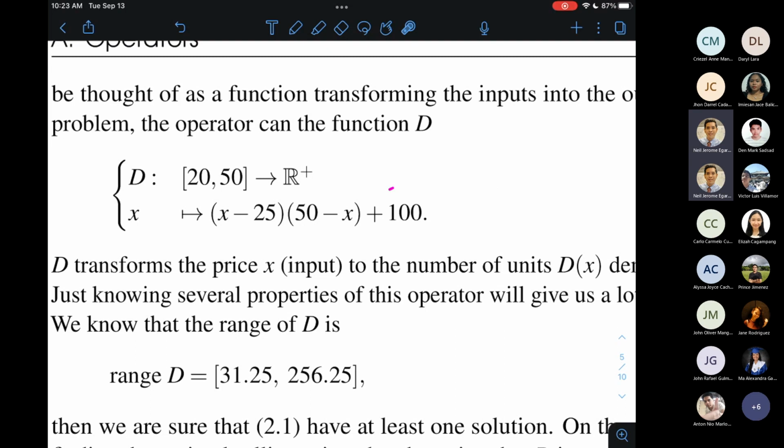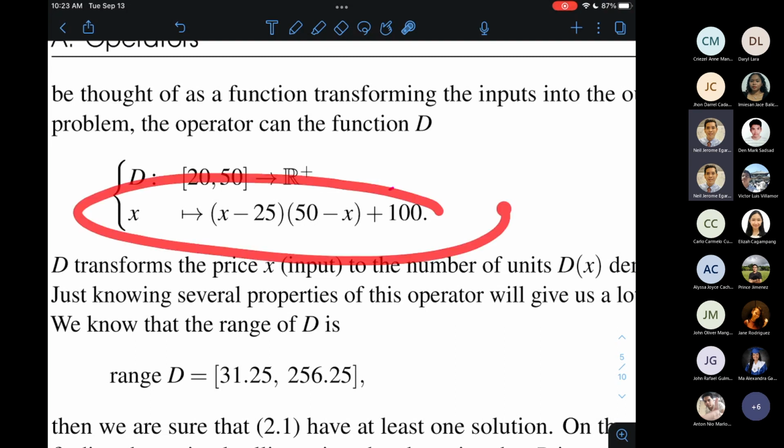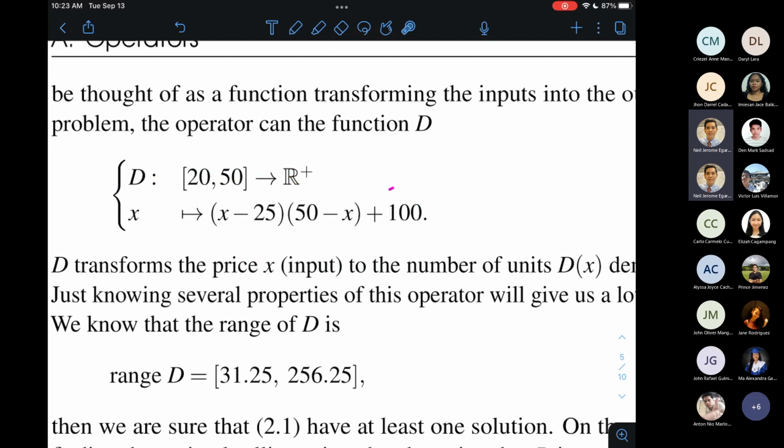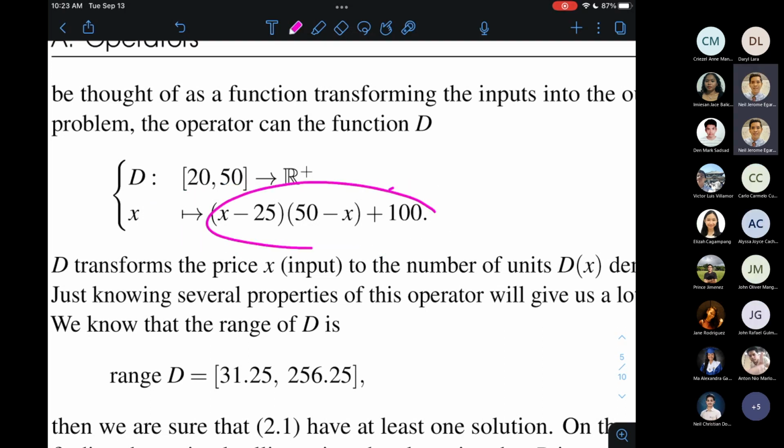So kailangan mag-build up muna tayo ng equation para dun sa ating inverse, para dun sa forward problem. So for instance, in this particular case, I will let D of X to be equal to the polynomial (X - 25)(50 - X) + 100. All right? Now, pag alam mo na to, madali nang isolve yung problem natin kanina, right? Because this guy represents D of X. The forward problem, think of any price X between 20 and 50, plug this into D of X, then you'll get the number of products demanded, right?